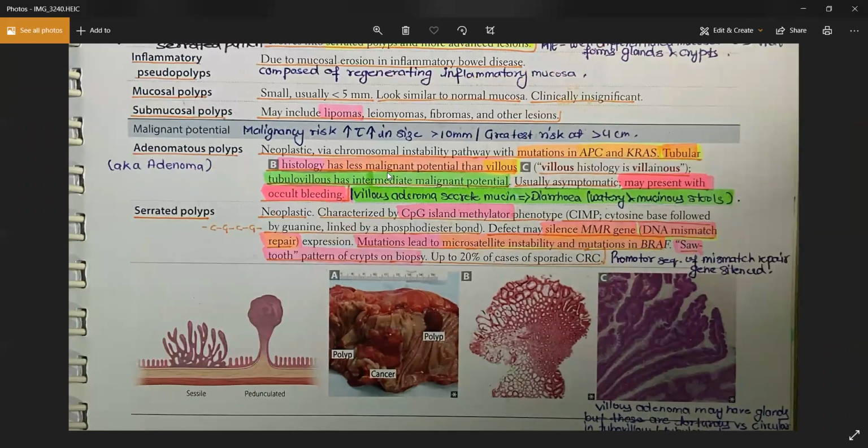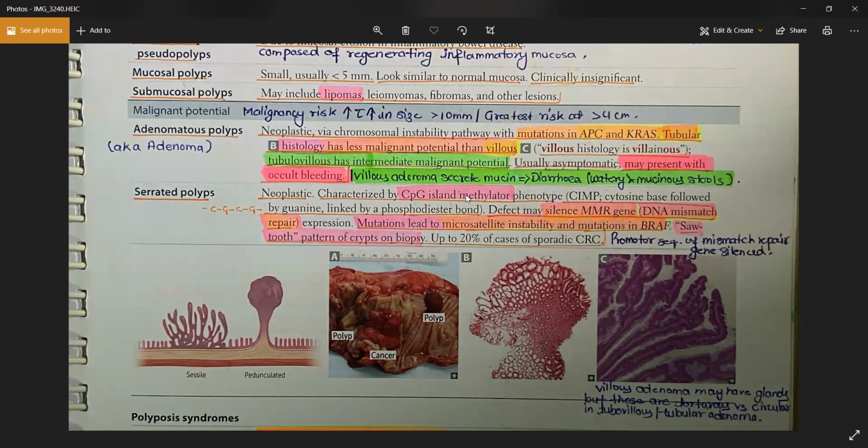Okay, and the risk of malignancy will increase with the size, because whenever you have a mutation, you will have an increase in the size of the polyp. That's why a polyp with more than 4 centimeters of size has a very high malignant potential, right? And whenever you have a villous adenoma, okay, it will secrete mucin, and that can cause mucinous diarrhea. A watery mucinous diarrhea would be present whenever the patient has a villous adenoma. Okay, very important.